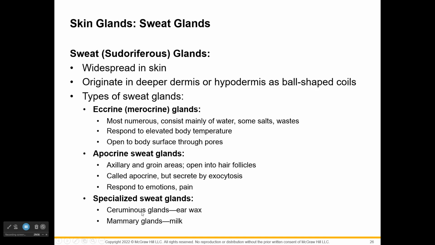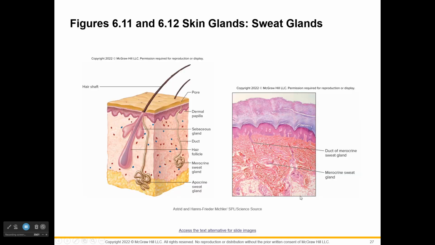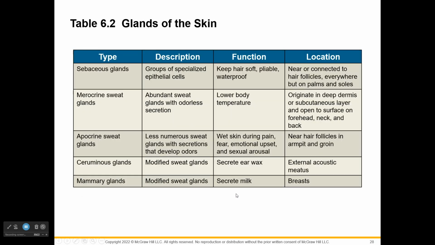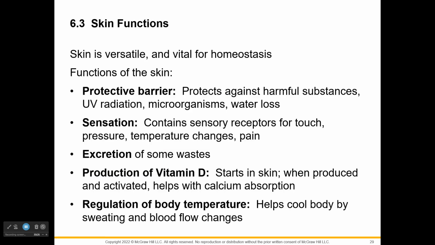We've heard of ceruminous glands, the earwax, and mammary glands that make milk. And so here you can see a merocrine sweat gland and an apocrine sweat gland. Notice that the apocrine is associated with a hair follicle, and this is the one that's going to have the protein in it that causes bacteria to grow. And the other is just to relieve heat through the loss of water. And so here are the glands of the skin.